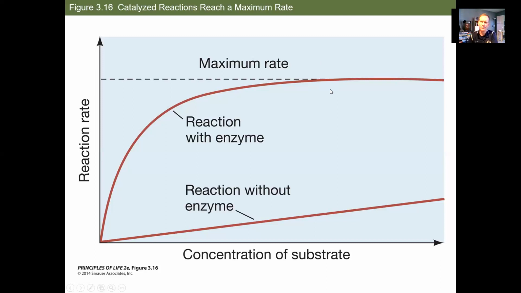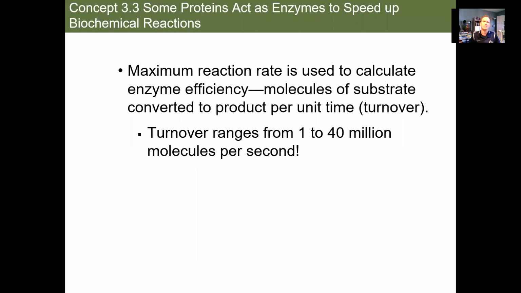This happens in almost all biological systems. And when we do studies like this in the laboratory, we basically set up 10, 15, however many different conditions in a reaction. Study the reaction with different amounts of substrate. You guys will do that next week. All right. The maximum reaction rate is used to calculate how efficient the enzyme is. All right. So the molecules of substrate will convert to product over a unit of time.